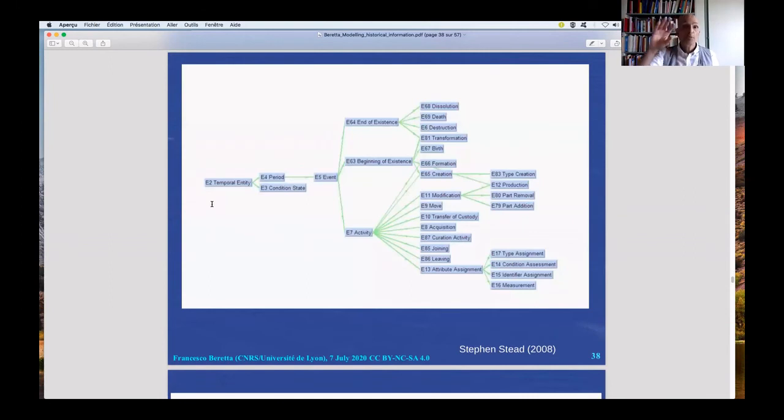Then you have also specialization. You have the classes. You start from the event class, let's say, and then go down. You have activities. You have beginning of existence, like birth, the creation of a group, and you have the end of existence, like death, destruction, and so on. And you can go down even more, and here you find museums. You find condition assessment, identifier assignment, measurement. These are classes which are needed in museums for cultural heritage.